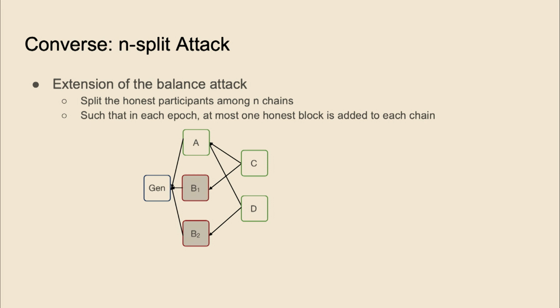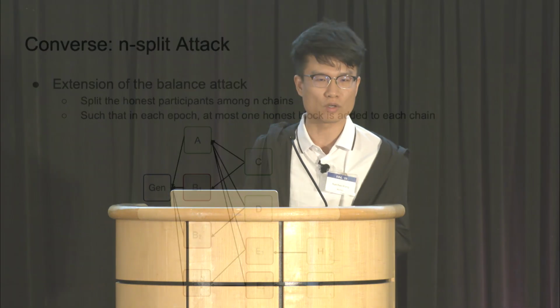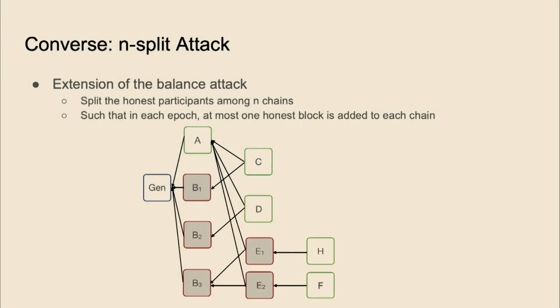So this basically is an extension of the balance attack on EC. In this attack, the attacker will try to split the honest participants as much as possible. So perhaps it will split the honest chain into n blockchains, where n can be the number of honest miners. And in this way, the attacker will make sure that at most one honest block is mined in each epoch, because every honest node is working on different chains. And we can see that in this way, the chain growth of this public blockchain is indeed the worst case chain growth. That is at most one honest block per epoch.